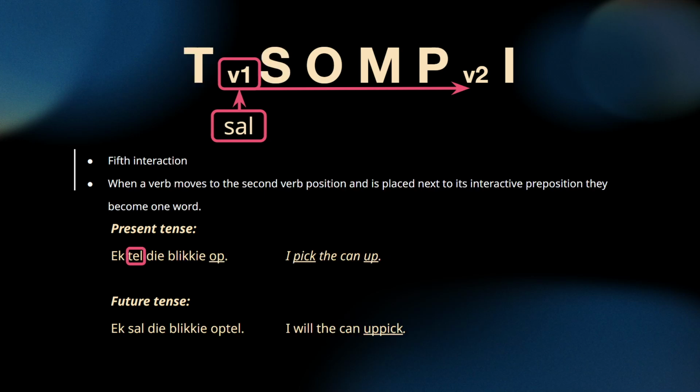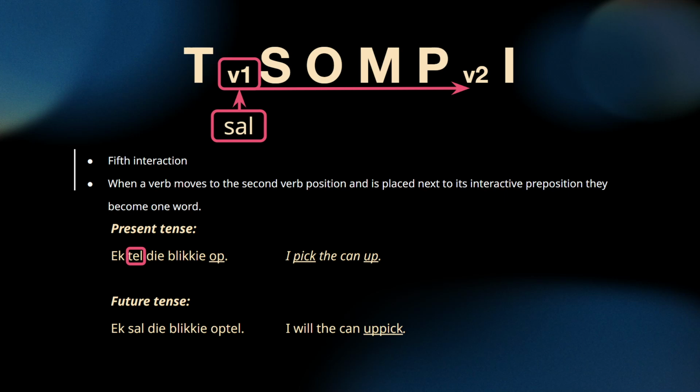Our fifth interaction, when a verb moves to the second position and it's placed directly after a preposition that it interacts with. Now, what I mean by a preposition that it interacts with, in Afrikaans and in many languages, we have divisible verbs, meaning a verb that interacts with a preposition. Ek tel die blikkie op, I pick the can up, or I pick up the can.